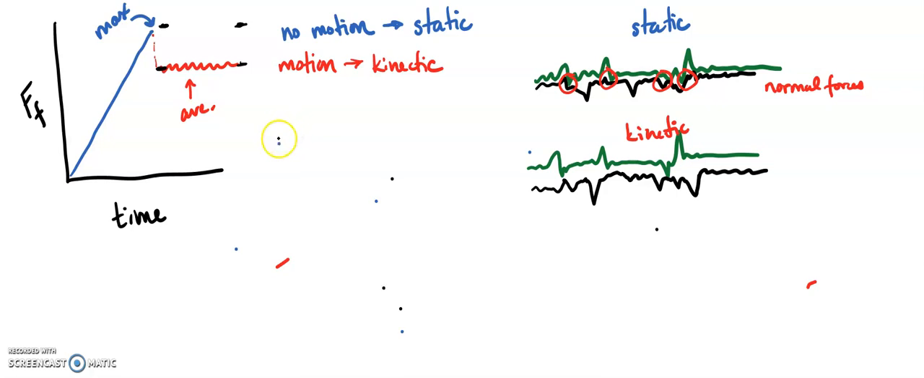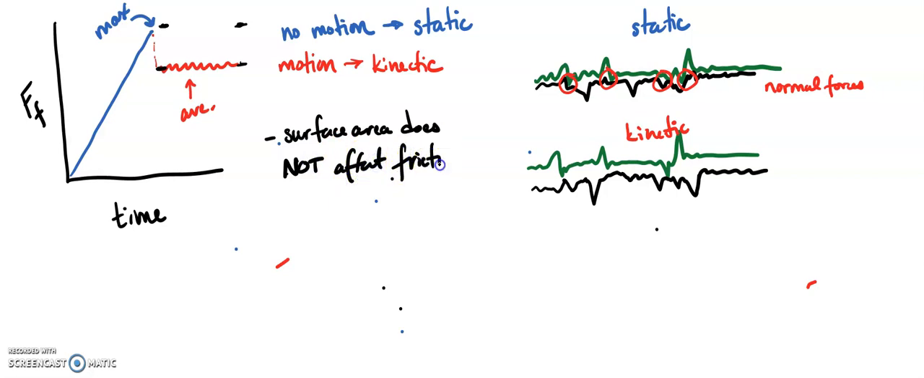One thing to talk about is that surface area does not affect friction. I hope I put the right effect there. Is it an A or an E? I always have a hard time with that. I guess that's why I became a scientist instead of an English major.